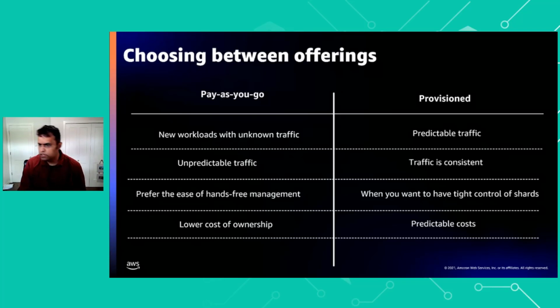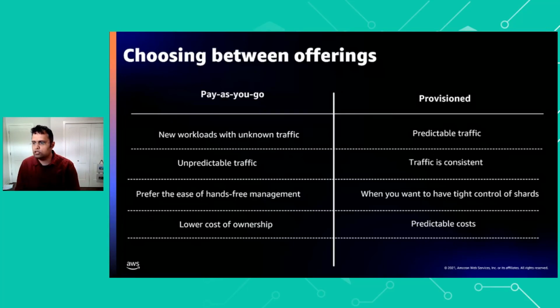Finally, this also boils down to preferences. A lot of customers have told us that, while we believe we can drive some additional efficiency by using provisioned in terms of infrastructure costs, at the end of the day we're spending that on having these vast capacity planning meetings, and we just don't want to worry about that. For that type of low cost of ownership that I'm trying to drive, I prefer the ease of hands-free management. The pay-as-you-go option is extremely attractive.